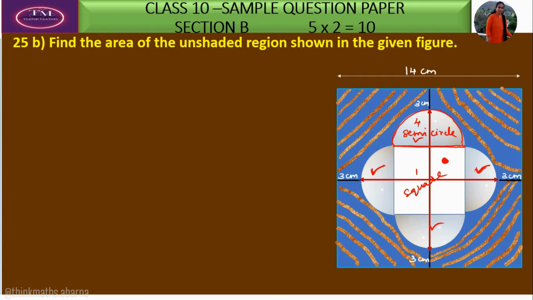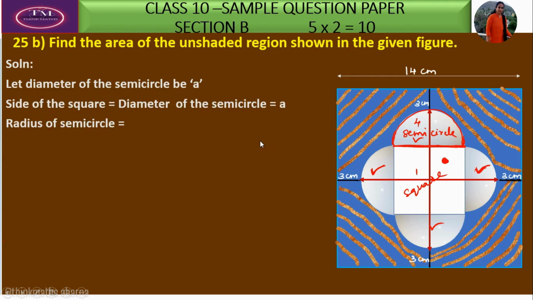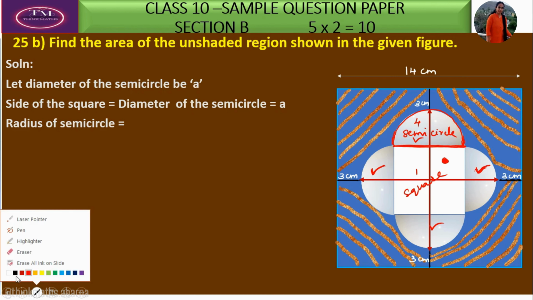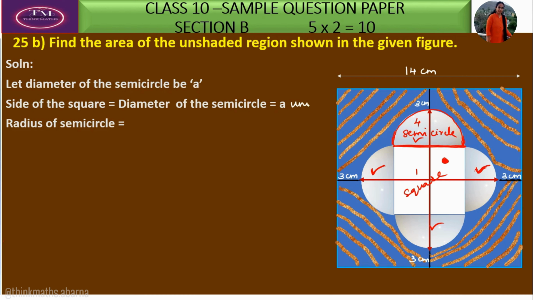So this is one semicircle. In this, the side of the square and the diameter of the semicircle are same. Let us assume that the diameter of the semicircle is A. So this is nothing but the side of the square. So the side of the square and the diameter of the semicircle will be A units. Now what will be the radius of the semicircle? Radius is nothing but its half. So A by 2 units. So this is the radius of the semicircle.